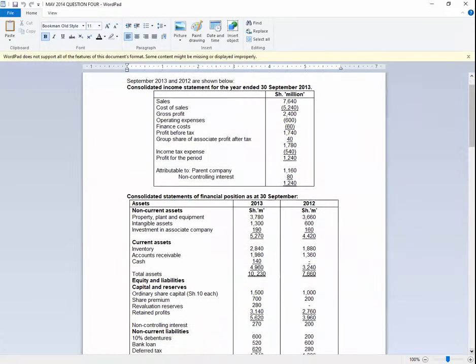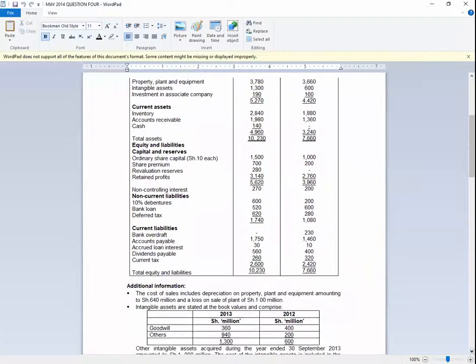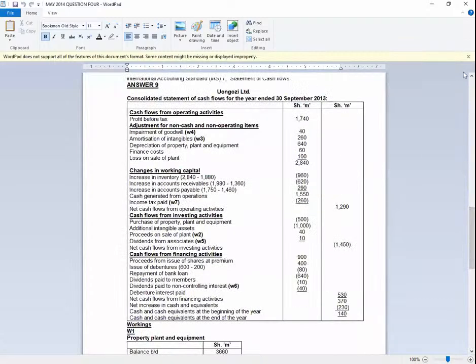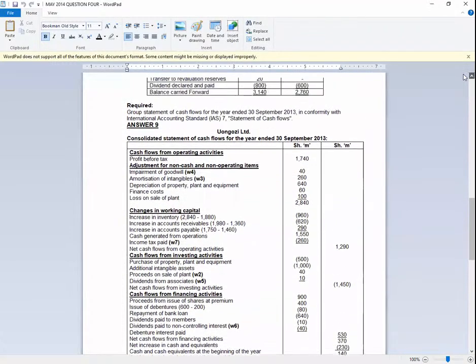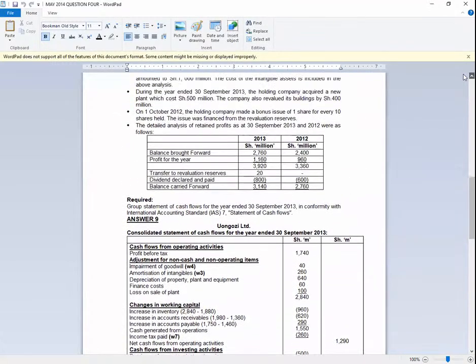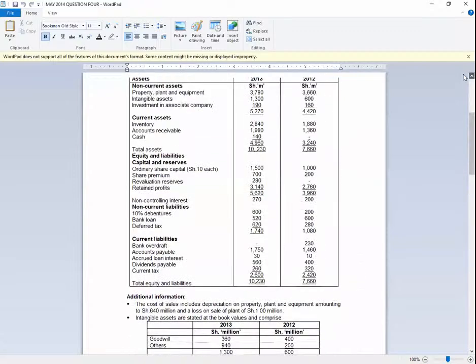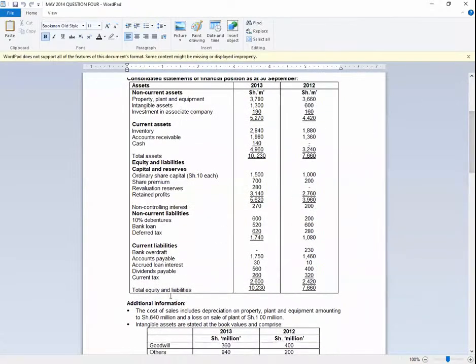Great. So now, ladies and gentlemen, down here, what have they given me? I'll come very fast and read this. They have given me something very nice: some additional information. The cost of sales includes depreciation on property, plant, and equipment amounting to 640 million, and a loss on sale of plant of shillings 100 million. So I can see some things to take there, 3 marks. They are called low-hanging fruits. I will harvest them crazily.